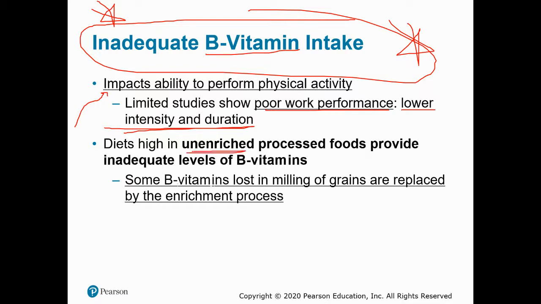Diets that are high in unenriched, unfortified processed foods, this is like fast food. So fast food diets, junk food diets do not provide enough B vitamins. And again, many of our grain foods in whole grain form are rich sources of B vitamins. But when grains are so heavily processed, many of the B vitamins are lost. And if they're not replaced in the enrichment process, then those foods are going to be very low in B vitamins, leading to reduced work capacity.